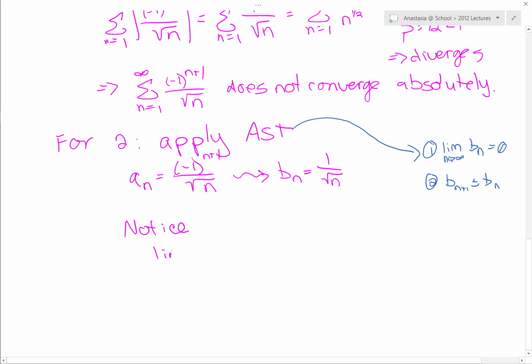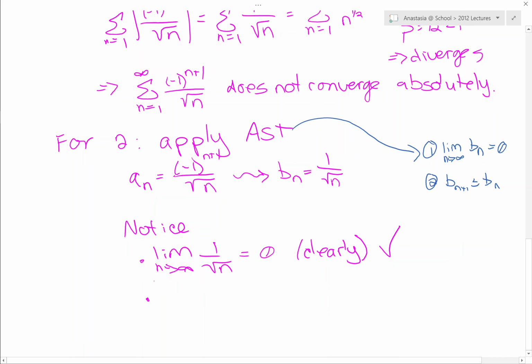So let's notice we're going to look at the limit as n goes to infinity of 1 over the square root of n. Well, the numerator is constant, the denominator is getting larger and larger, so very clearly, and very simply, that just goes to 0. No more work is needed there because it is easy enough to simply state that that is going to 0. So that's one thing to check off.